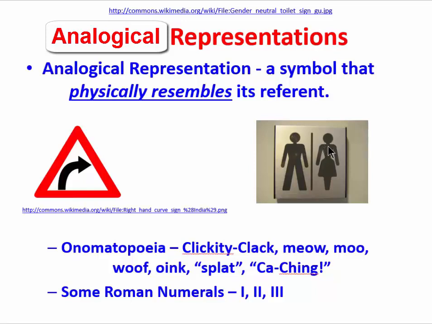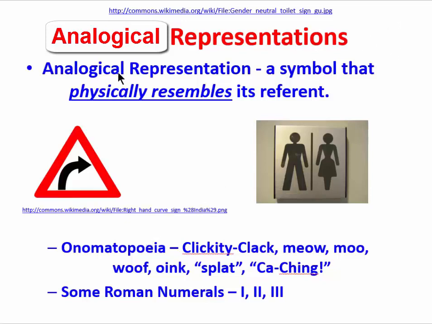So we have a physical resemblance between this particular symbol and its referent, the thing in the world, if I can be so informal, to which it is referring, whether that happens to be a person or a road. There are entire literary constructs that fall into the category of analogical representation. You might know this as onomatopoeia, and some examples would include clickety-clack, or meow, or moo, woof, oink, splat, and ka-ching. Each of these words or phrases sounds like what it is referring to. We very definitely get an idea that we're hearing a dog here. And the word woof sounds very much like the bark that a dog would make.